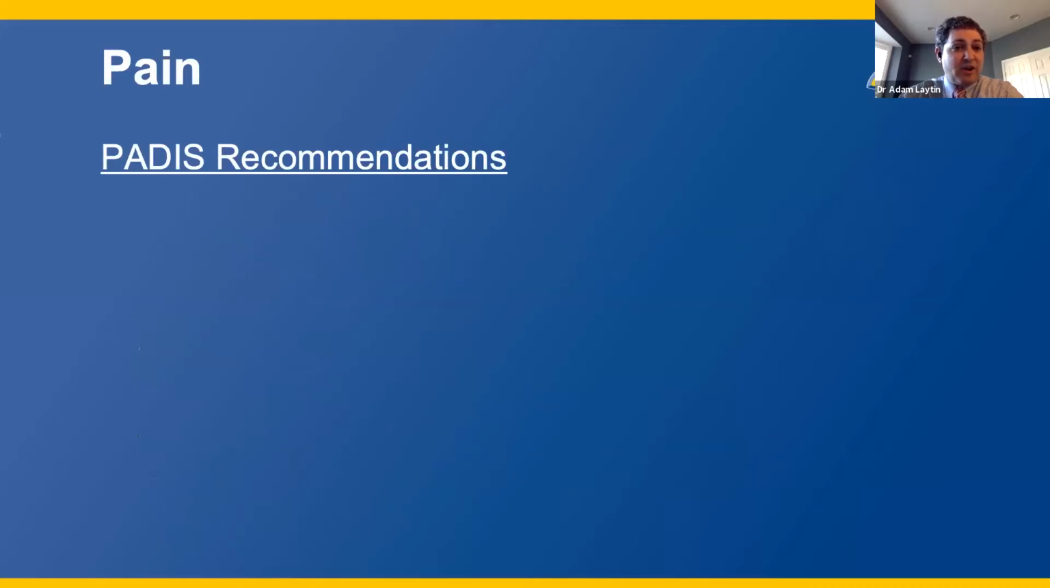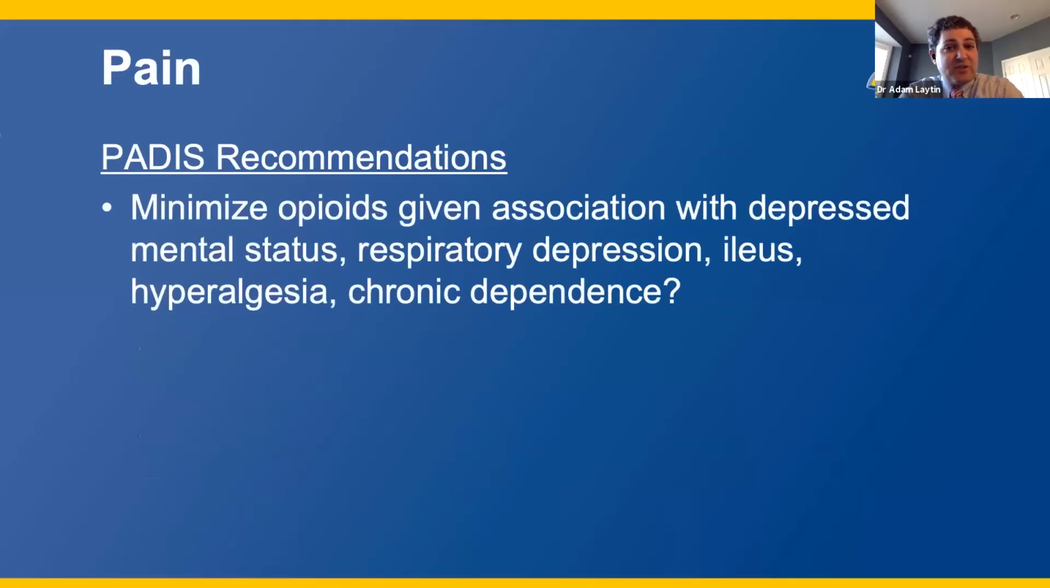Other recommendations are using some of those adjuncts that we discussed to minimize opioids, given the association with depressed mental status, respiratory depression, ileus, hyperalgesia and the risk for chronic dependence in ICU patients, but not to avoid opioids altogether if those are the medications that are needed to maintain pain control for your patients.